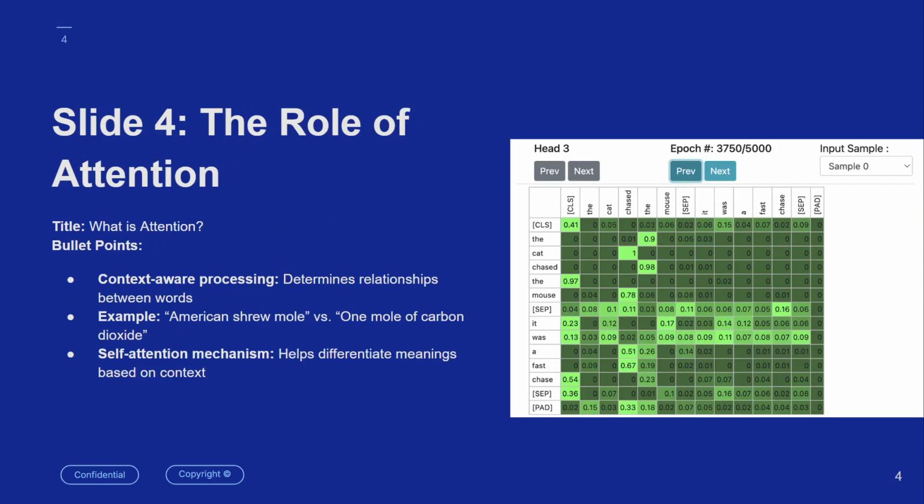Next, the role of attention. One of the key features of transformers is the attention mechanism, which enables models to understand the relations between words based on context. For example, the word mole has multiple meanings. It can refer to an animal, a unit of measurement, or even a spy. The attention mechanism helps the model determine which meaning is the most relevant in a given sentence by analyzing surrounding words.